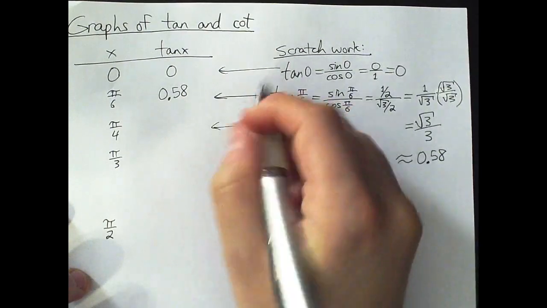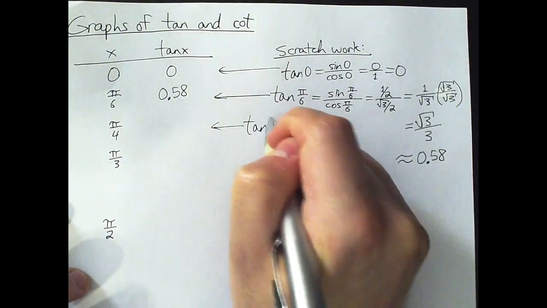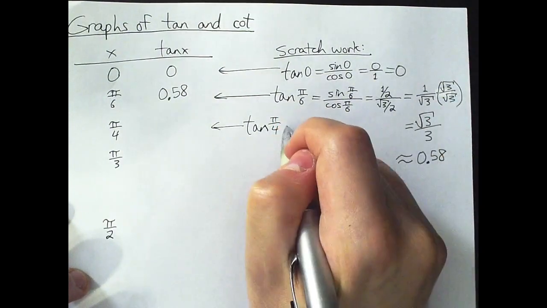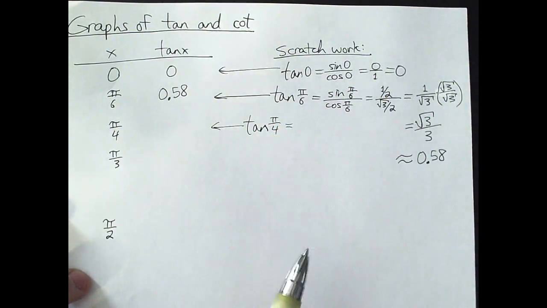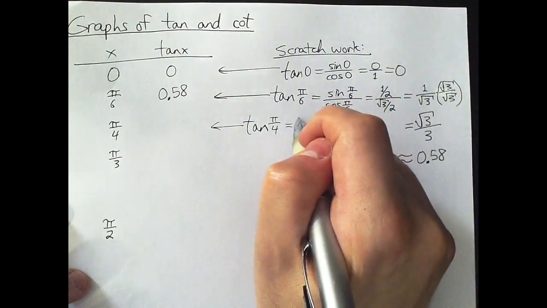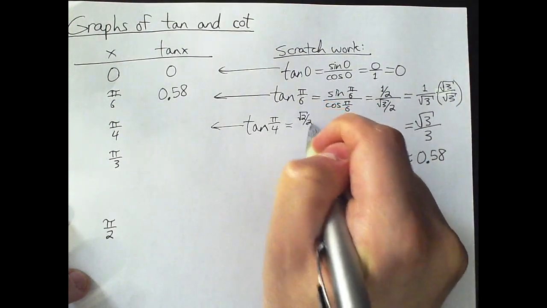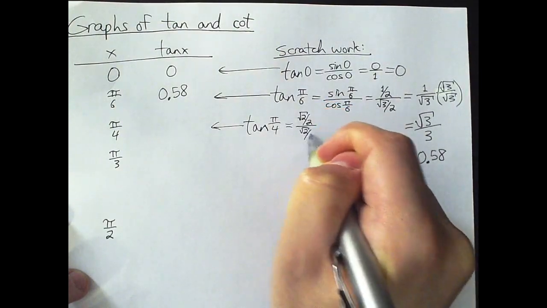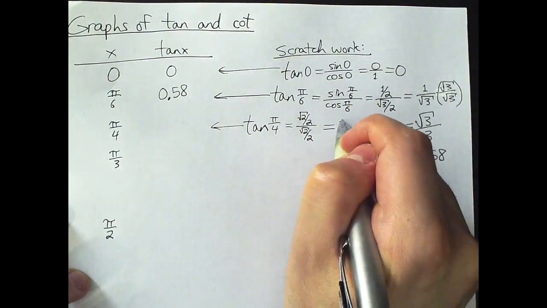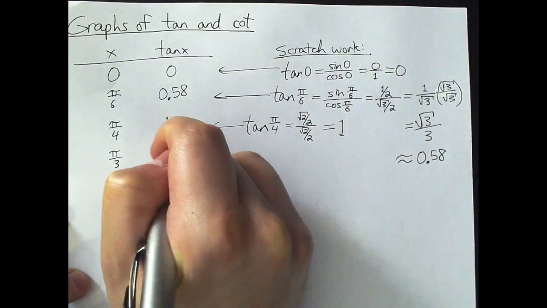Let's work on this one. Tangent pi over 4. I'm sure we've done some of these, but let's skip a little bit of the writing. It's sine of pi over 4 over cosine of pi over 4. I know both of those are the square root of 2 over 2. So I have the square root of 2 over 2 divided by the square root of 2 over 2. That's a number divided by itself, so I get 1.